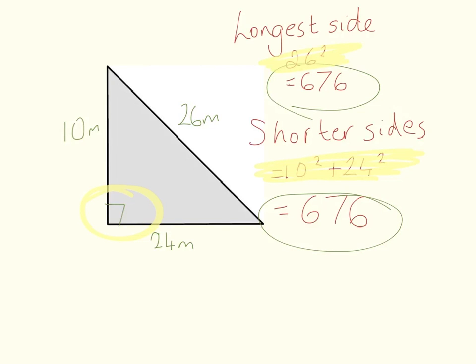Okay, so those are your two examples for the converse of Pythagoras, which allows you to determine whether or not our triangle is right angled or not.